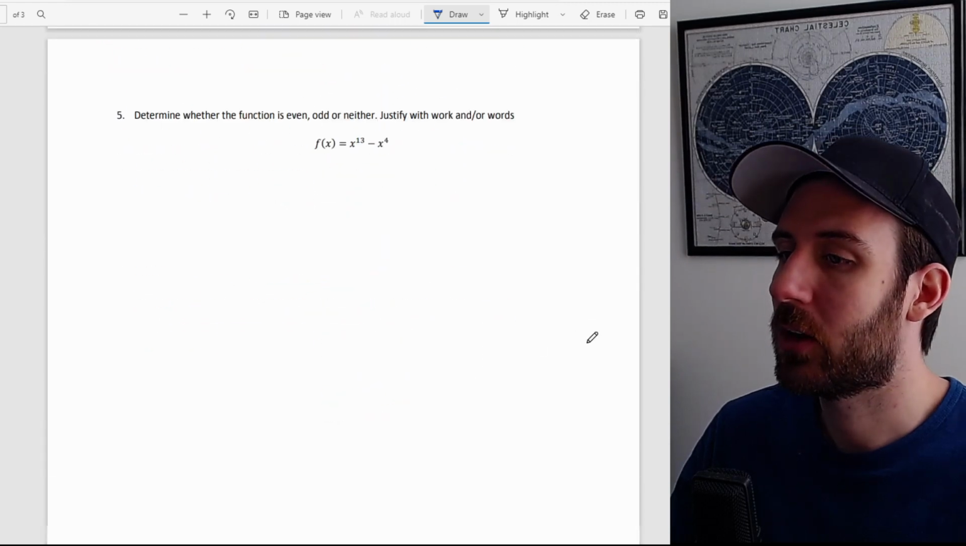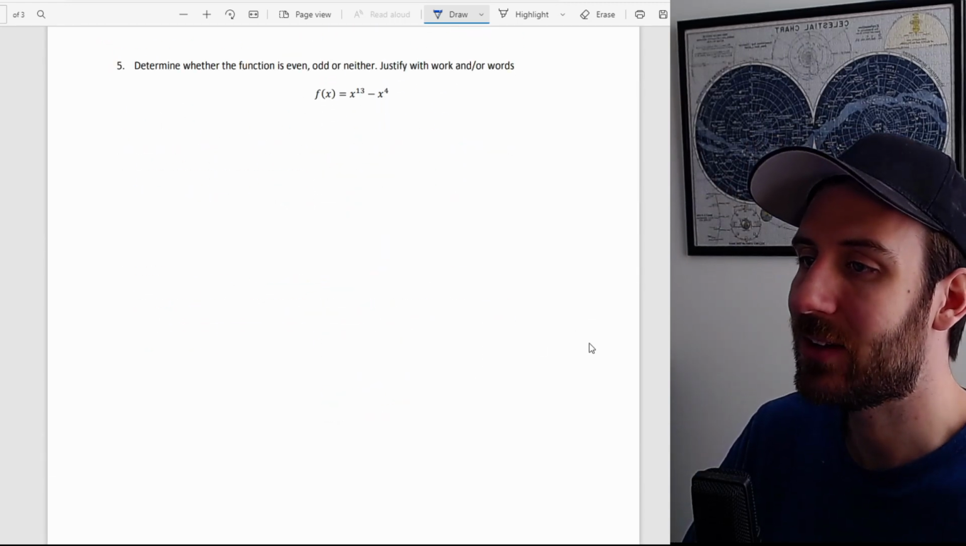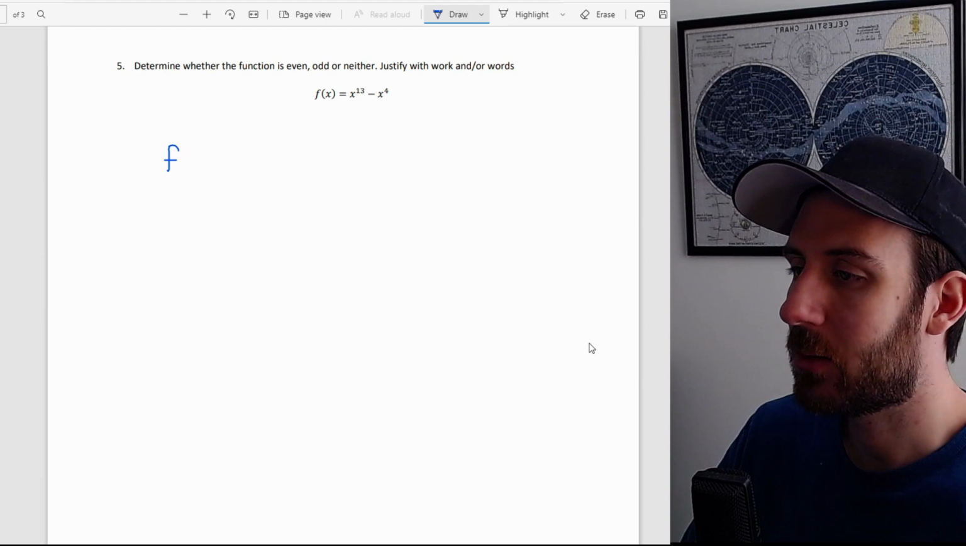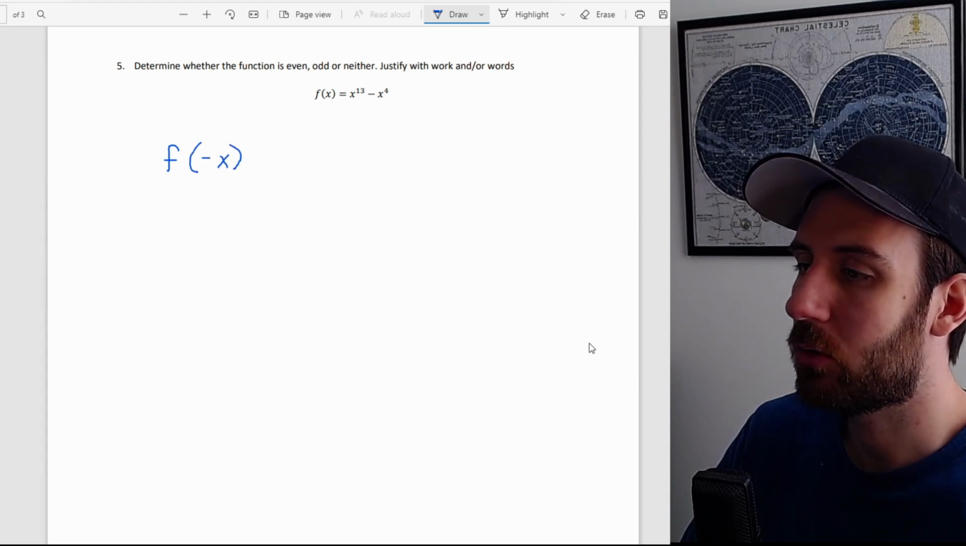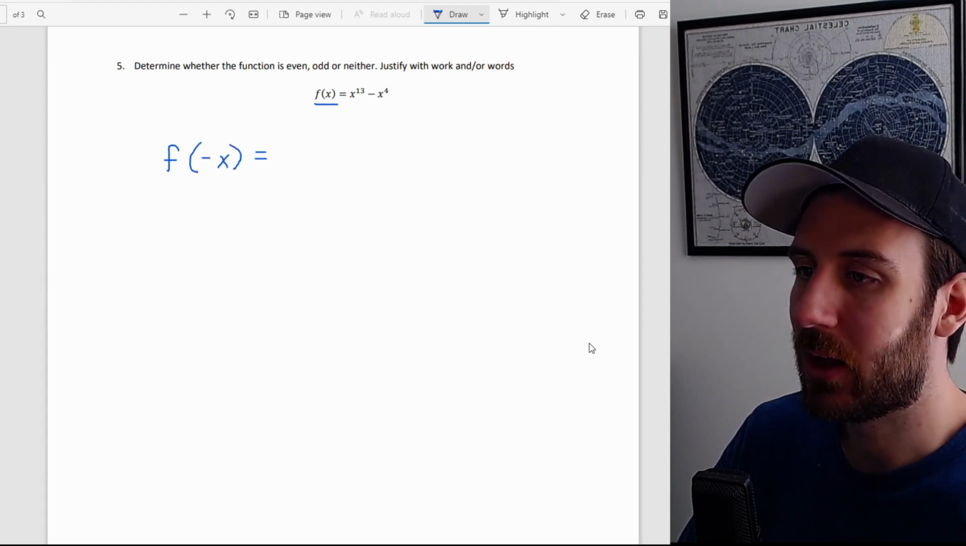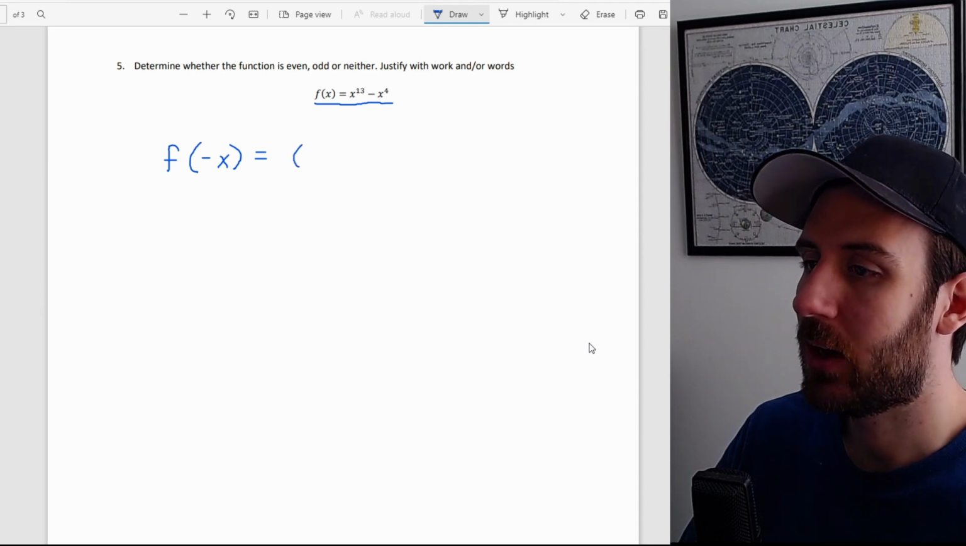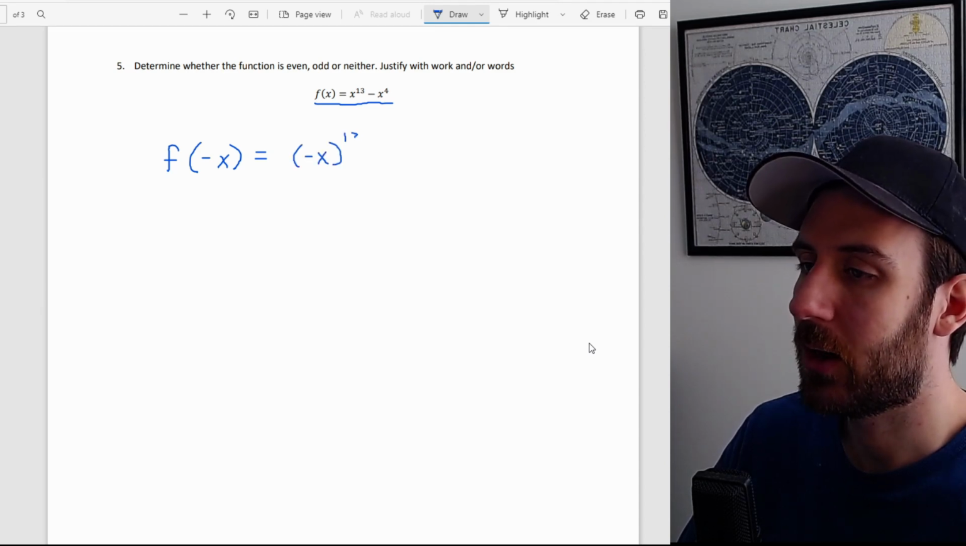All right, let's take a look at another one. So now determine if this one is even, odd, or neither. So we'll do the exact same thing. We're going to plug in a negative x value, and we're going to compare that to what we got with a positive x value. So now it's negative x to the 13th power minus negative x to the 4th power.